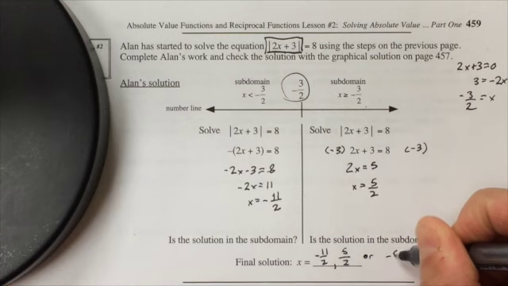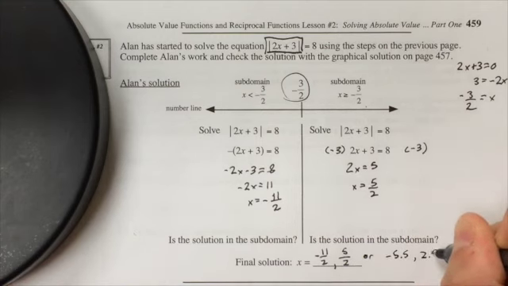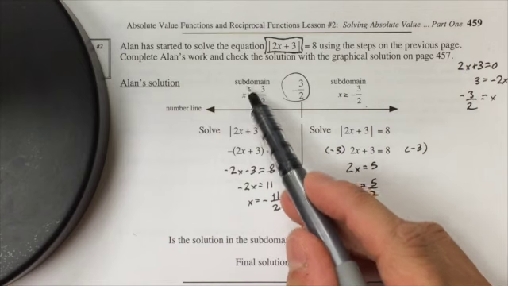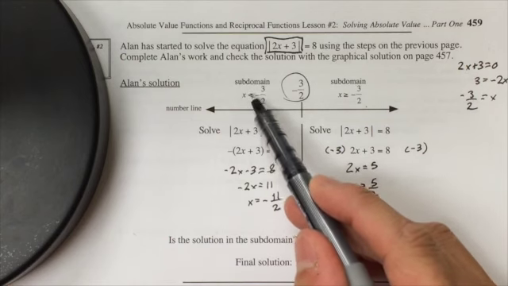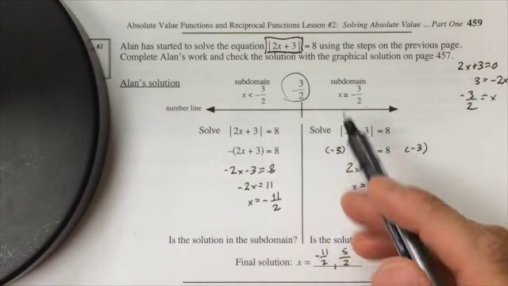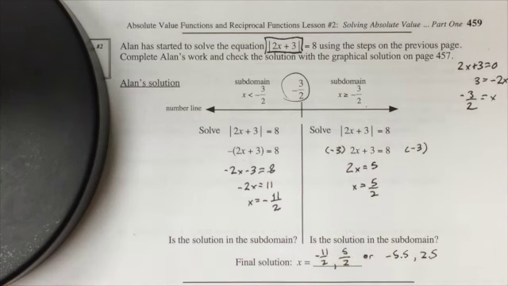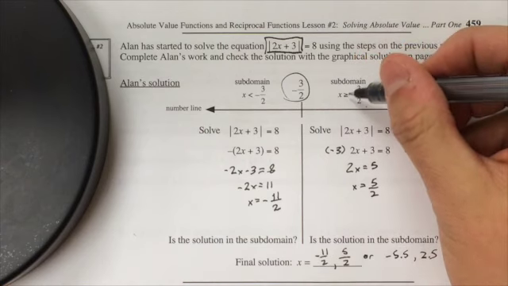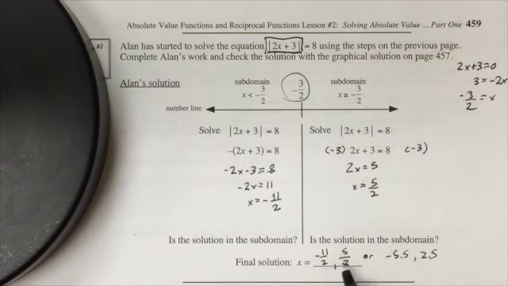Or we could say negative 5.5 and 2.5. Okay, another way we can determine whether or not this is true is if we think about where these lie in relation to our domain. Remember that our subdomain x has to be less than negative 3 over 2. And so negative 11 over 2 is certainly less than negative 3 over 2. And on our subdomain on the other side, x must be greater than or equal to negative 3 over 2. And again, our solutions check out. Okay, so that's one way we can solve this algebraically.